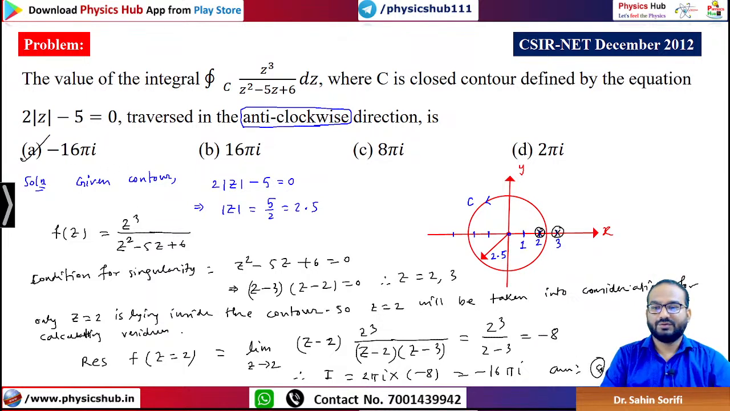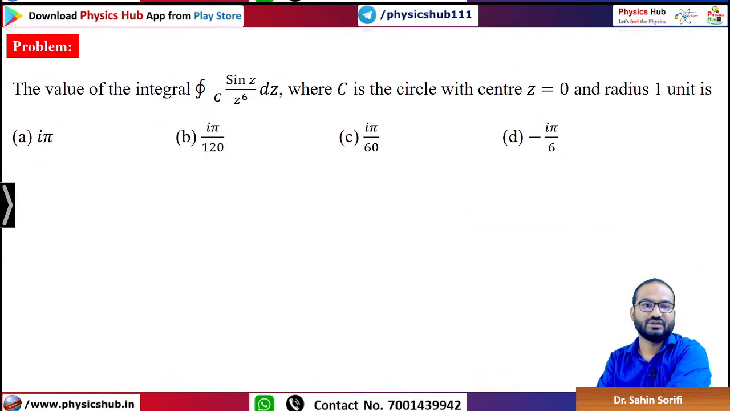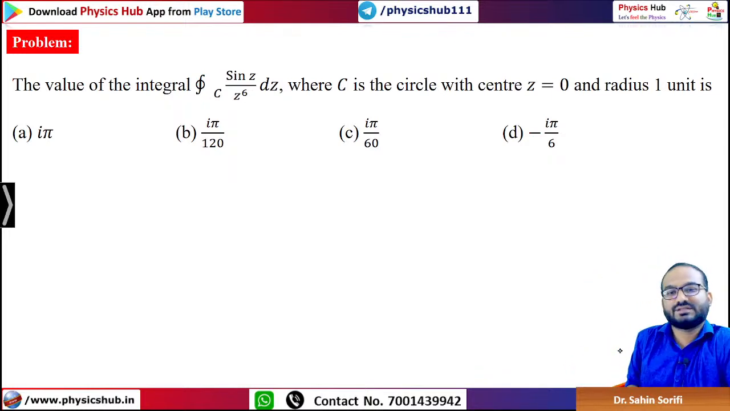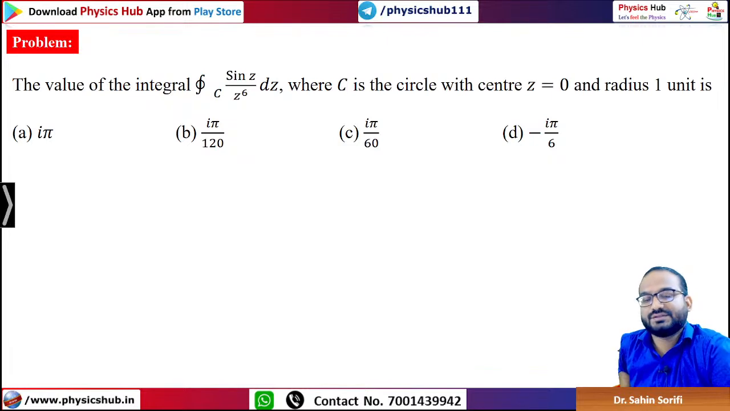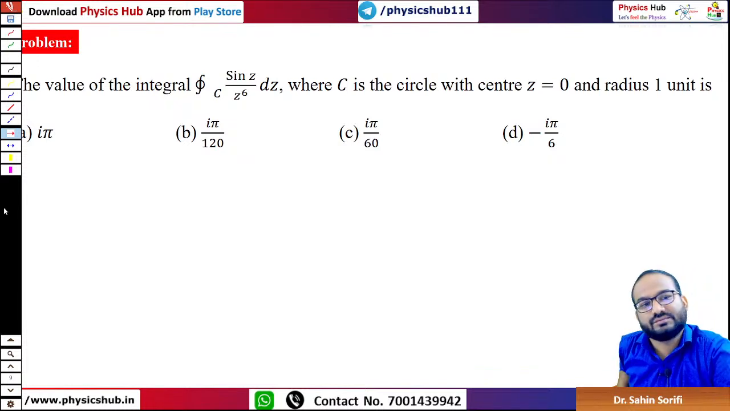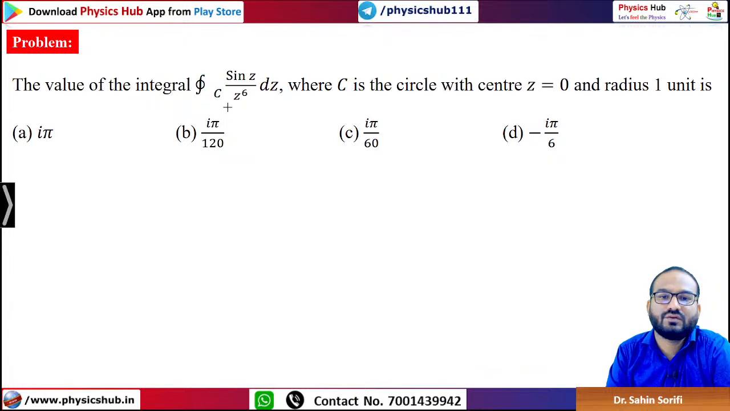Okay, so everybody did it correctly. Very good. Let's move on to the next question. Do this one. The value of the integral over c of sin z by z to the power 6 dz, where c is the circle with center at z equals 0 and radius 1 unit. Not drawing the contour this time, we have done the basic contour multiple times. You have to find the value of this integral for a contour having radius 1 unit.